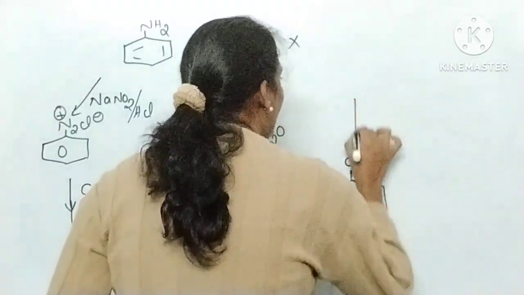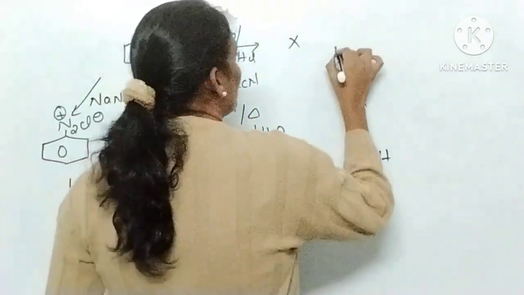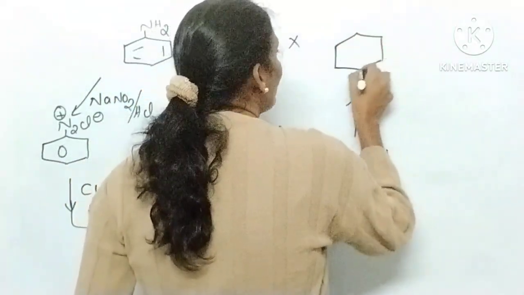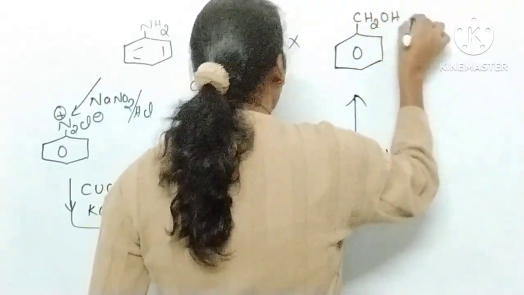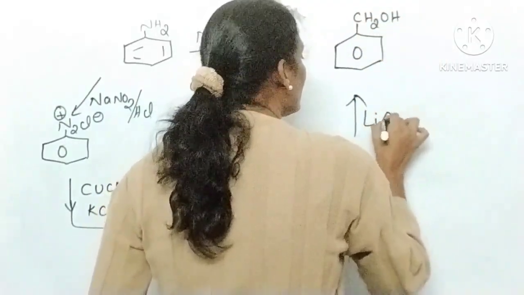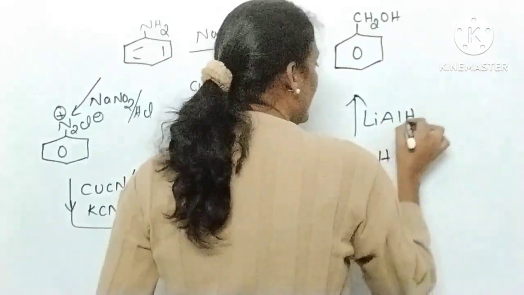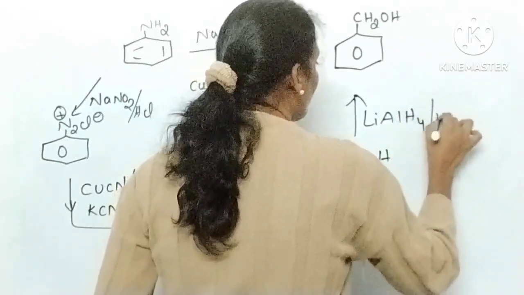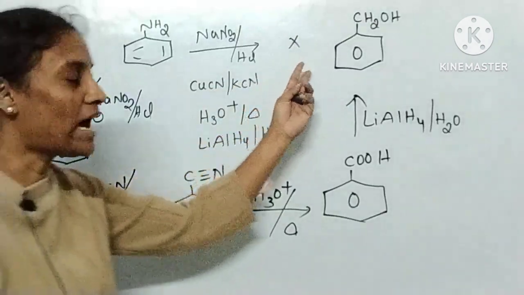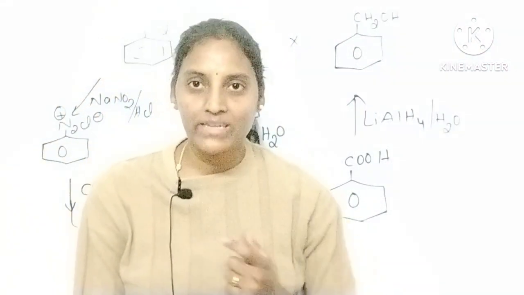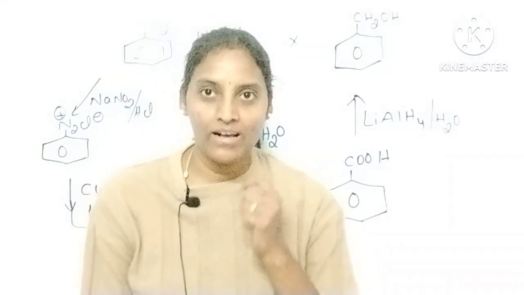This benzoic acid is converted to benzyl alcohol, CH2OH, in presence of lithium aluminium hydride, LiAlH4, followed by hydrolysis. See this one. So your answer is that the product X is benzyl alcohol.